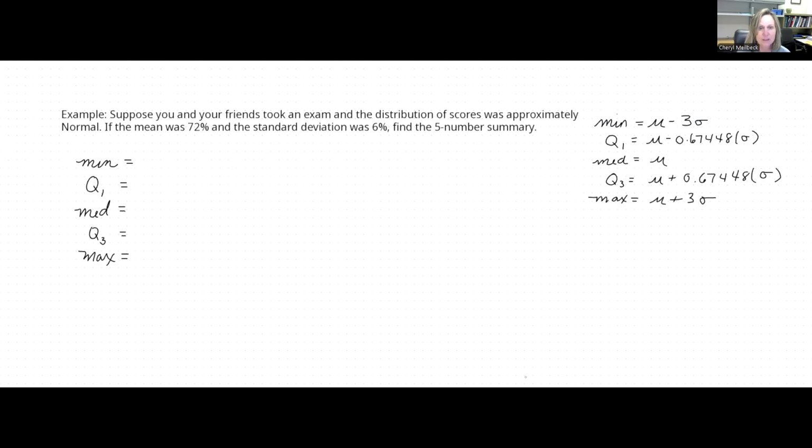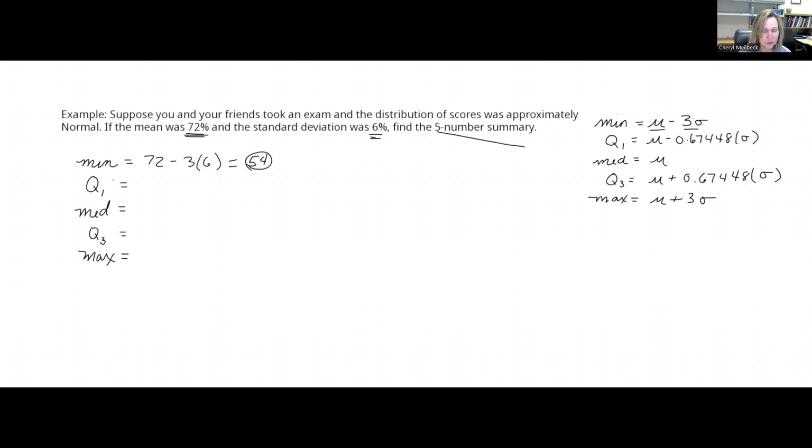So here we have the question for our last example in this section, which says, suppose you and your friends took an exam and the distribution of the scores was approximately normal. The mean was 72 and the standard deviation was 6. Find the 5-number summary. Since we don't have a set of data that we can number out, we have to use these formulas. So our minimum is going to be found by taking the mean minus 3 times the standard deviation. In this case, that's 72 minus 3 times our standard deviation, which is 6, or 72 minus 18, which is 54. That's considered our minimum.